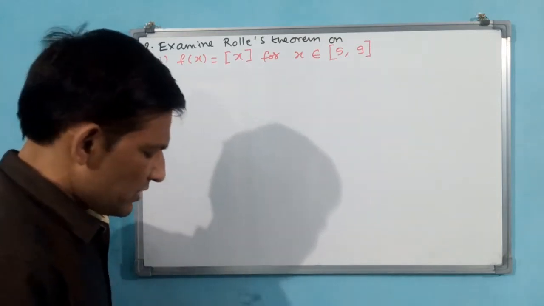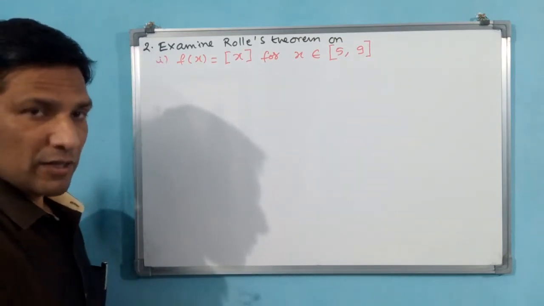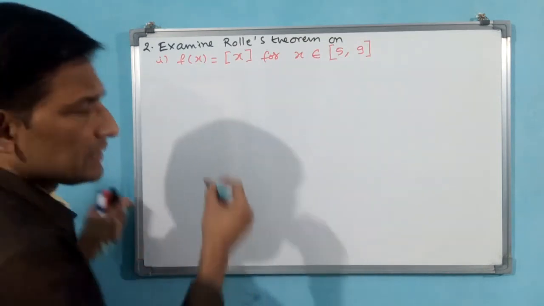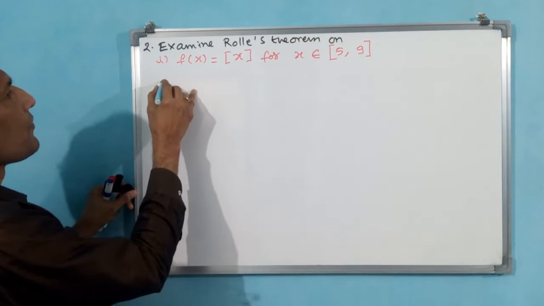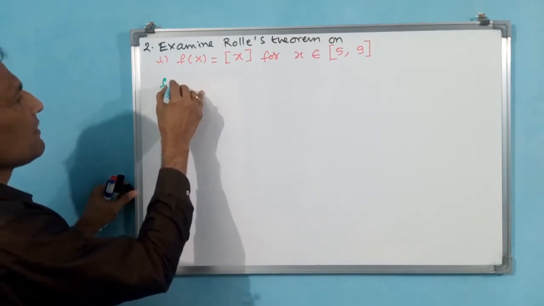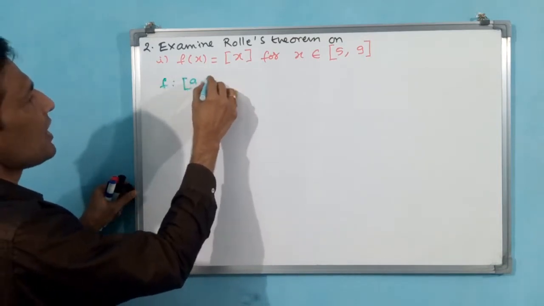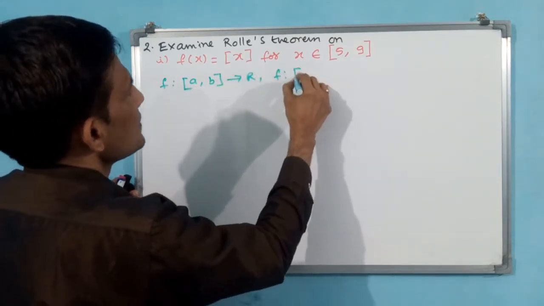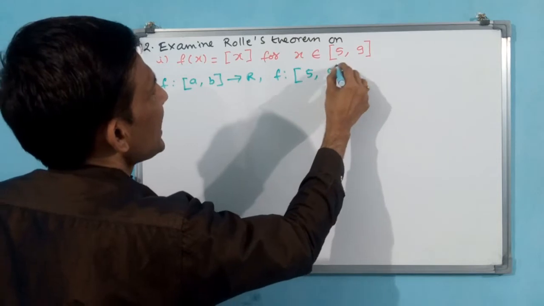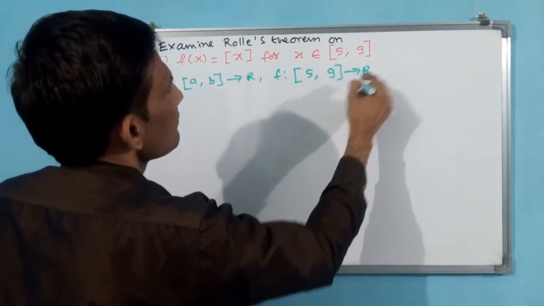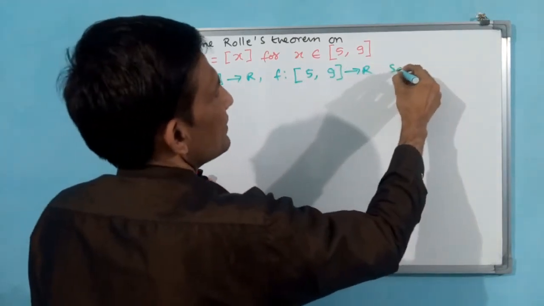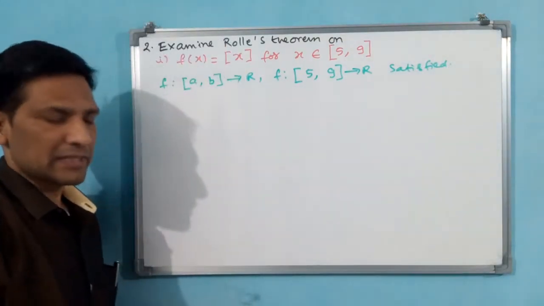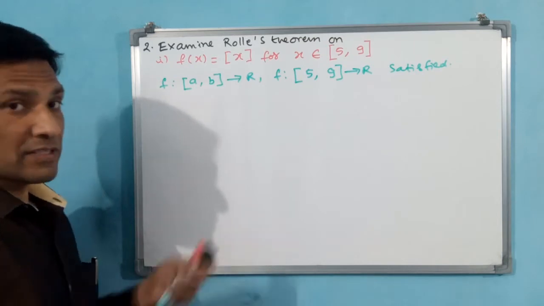Okay, let us proceed. But how to write? You have to write in a proper way. The first condition is satisfied. Why? Because this is a real valued function. Write down: f from closed interval a, b to R, so f from closed interval 5, 9 is satisfied. Okay, this is a real valued function. First of all, this should be a real valued function. Okay, this condition is satisfied.